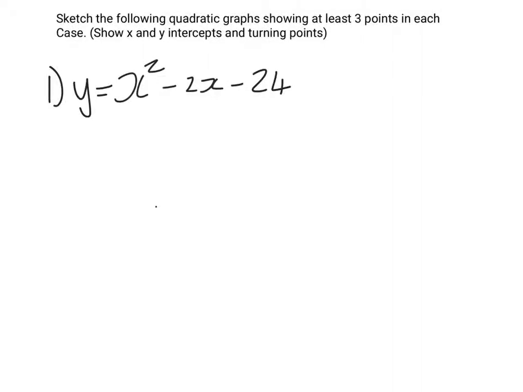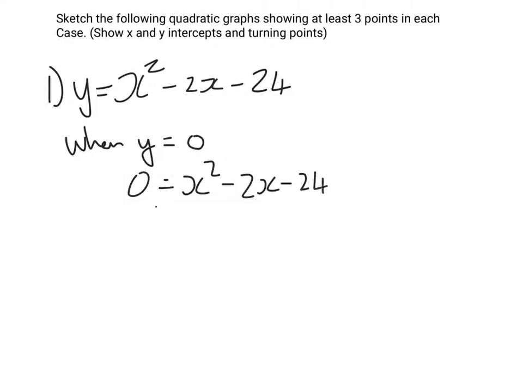Okay, so let's try and sketch the graph of the following quadratic function. Now, what do we want to do? If possible, we would like to show the x-intercepts, and that is the roots of the graph, and it's where y equals 0. So, when y equals 0, 0 equals x squared minus 2x minus 24. And it's almost always useful with quadratic equations to do this.